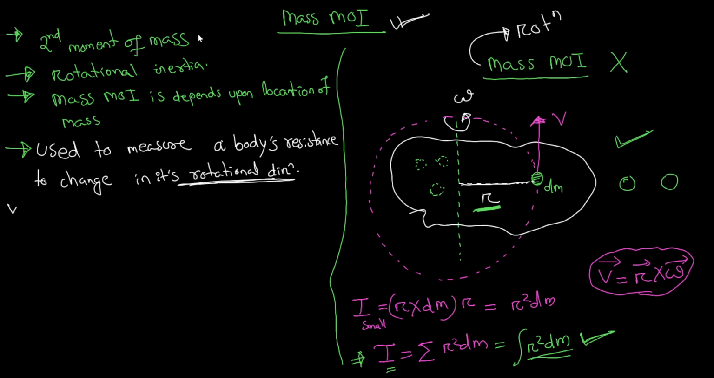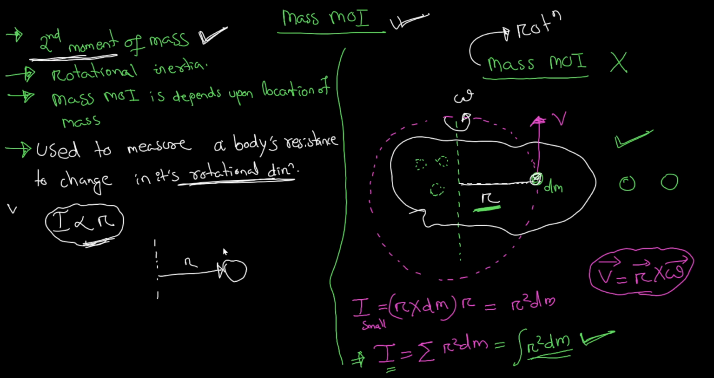You just remember it: you have to take the second moment of the mass, so two times you have to take the moment. Once we calculate for a small portion, we can get the idea for the larger one by integrating or by taking summation. So I depends directly upon r. As the mass of the object is constant, you cannot change it, so I depends upon r, the distance of the mass from the reference axis. As the distance increases, the mass moment of inertia will also increase. That means the object will resist more changes.